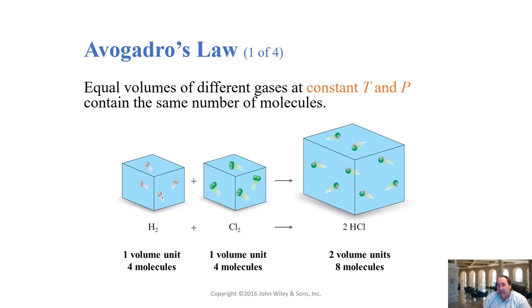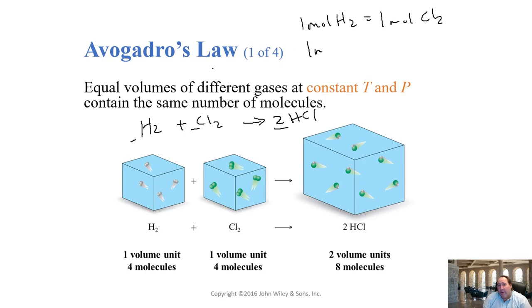So equal volumes of different gases at constant temperature and pressure have the same number of molecules, so volume units can be treated like that. What this means is you could take an equation like we see here, for example, H2 plus Cl2 goes to 2HCl. And if you remember when we do stoichiometry, we could use the coefficients and say there is one mole of H2 reacting with one mole of Cl2. We could also say one mole of H2 would produce two moles of HCl. One mole of Cl2 gives us two moles of HCl. So this is that mole-to-mole relationship that we use in stoichiometry problems.